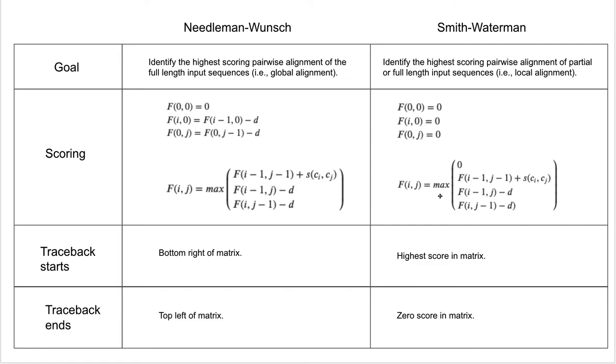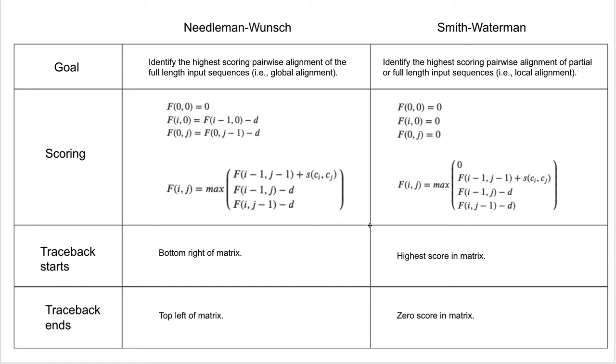With Smith-Waterman, we just have one additional term in this function, and that is the value zero. And so what that means is that you compute everything in exactly the same way as you did for Needleman-Wunsch, but if all of the values are negative, then you score a zero in that cell. Again, the implications of that will be clear in just a minute when we look at the next slide.